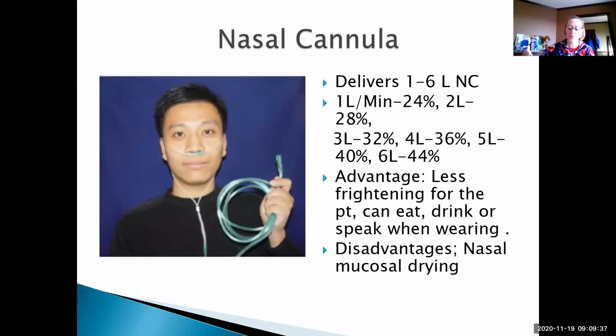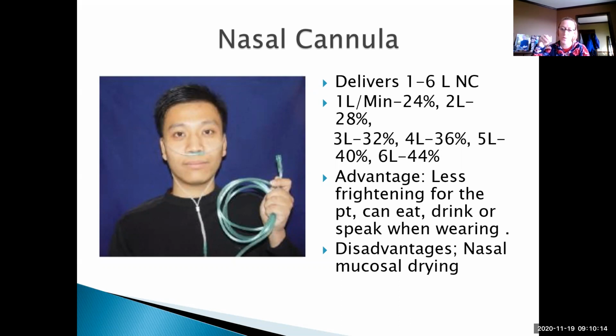So as I mentioned, we know that our room air is right around 21%. That's an average, give or take 21%. But then when you add each additional liter, you're adding an additional 4%. So it's not exact clearly, but I think the idea is that it's easier to remember even numbers. So when someone is on 1 liter, they're receiving 24%. So technically, if you go by 21% for room air, add 4 liters, yes, it would be 25%. But again, I think it's just a matter of that they go by even numbers.